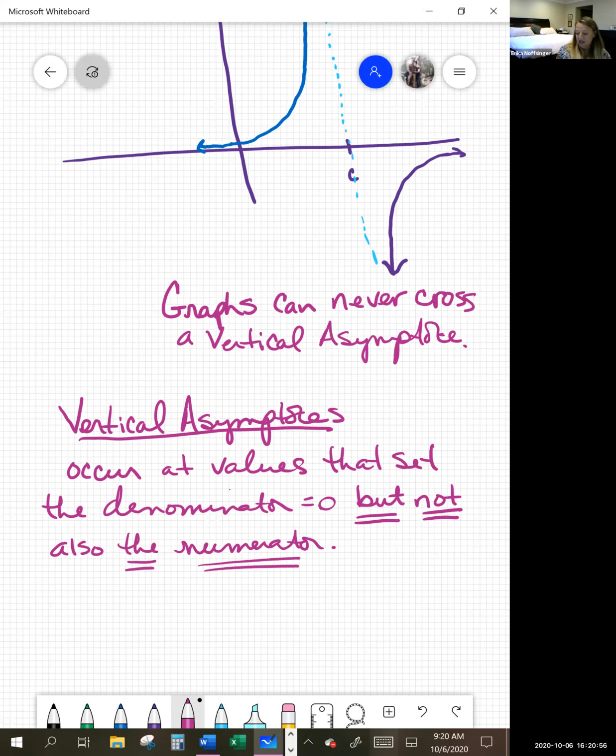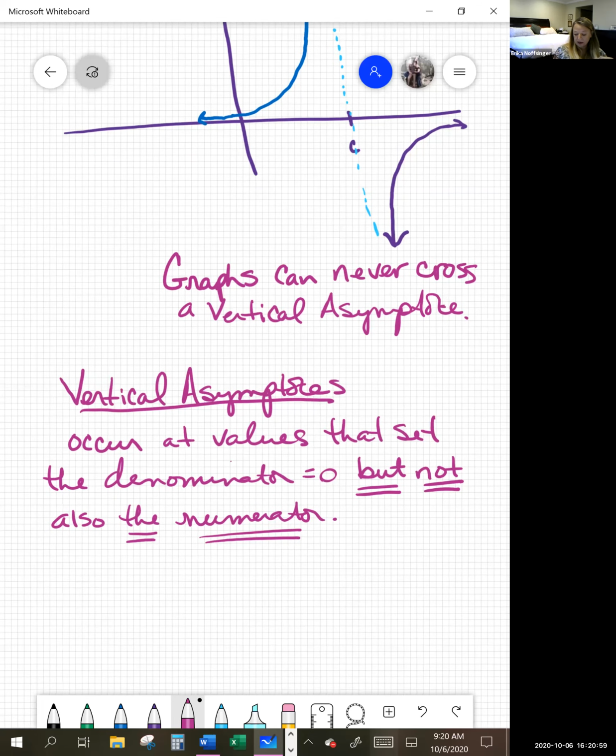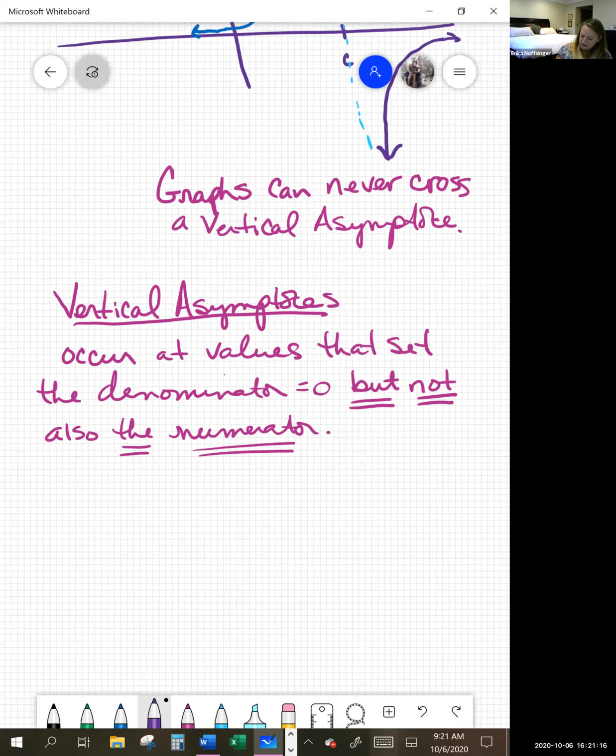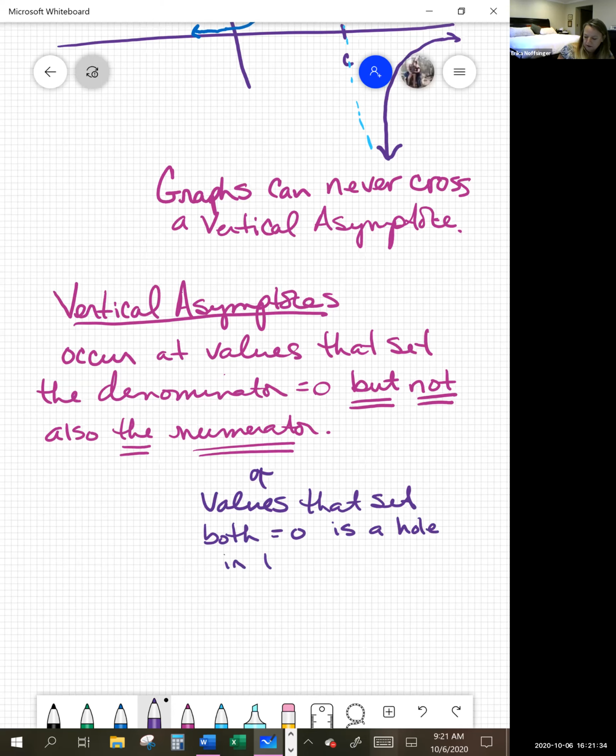If it sets both numerator and denominator equal to 0, what's happening is that it's a hole there. It's still undefined, but it's a hole. So values that set both equal to 0 is a hole in the graph at that value.